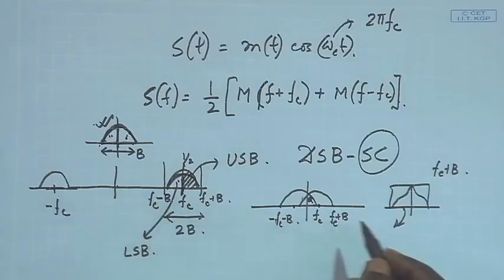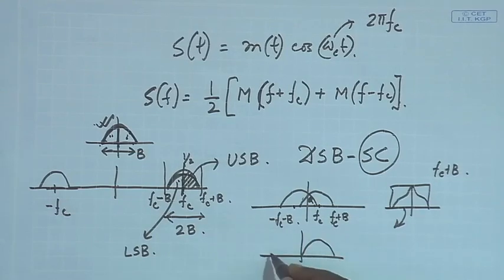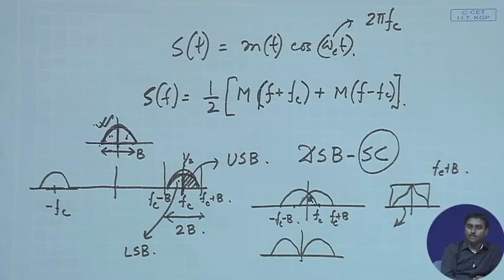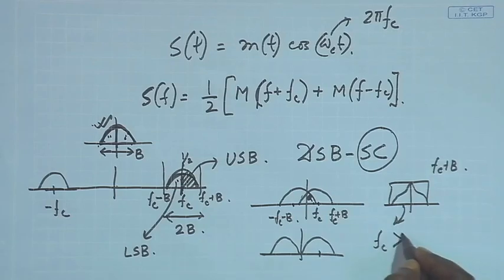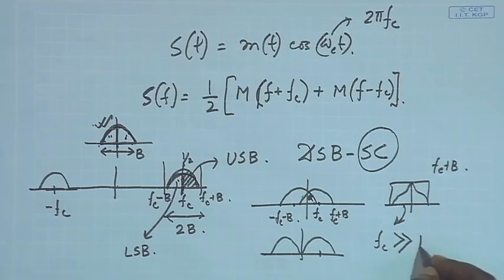Therefore, if I do not wish to have distortion, I should at least ensure that whenever I put them, they are separated. That means this Fc must be bigger than B, and generally it should be much bigger than B. That is a criterion which has to be satisfied. Whatever modulation you do, whatever frequency you choose for your carrier must be greater than the bandwidth of the signal.